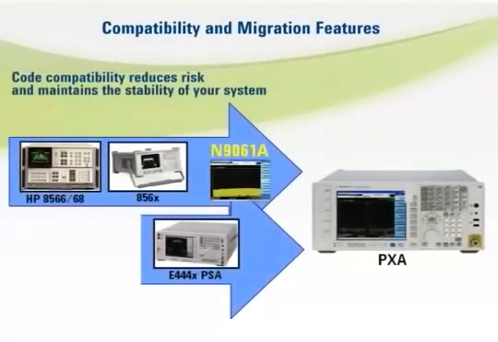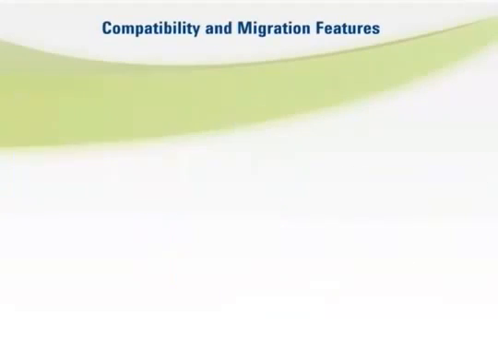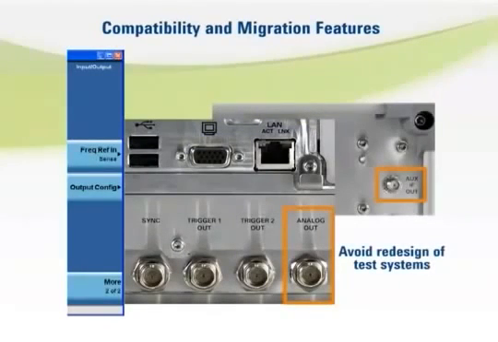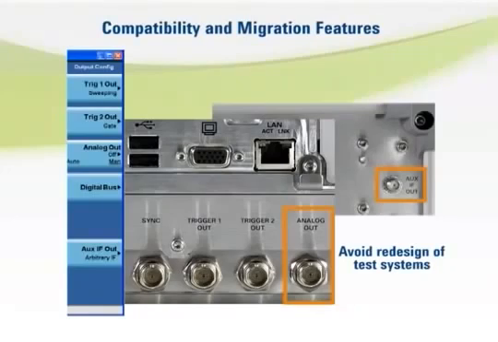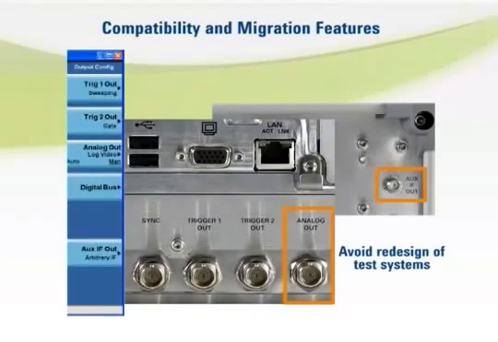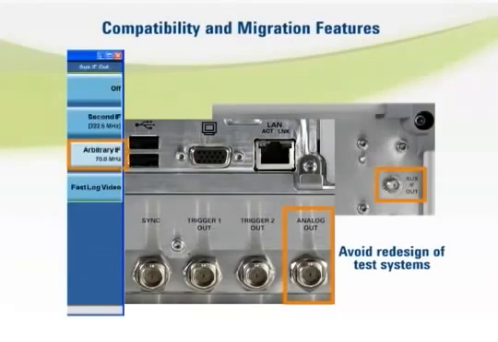The N9030A remote language compatibility application makes the PXA a highly code-compatible replacement and is provided at no charge when ordering a PXA. A range of hardware features including fast rise time video out, Y-axis video output, and an innovative variable frequency IF output minimize the need to redesign test systems when migrating to the PXA. This compatibility enables you to accelerate tests, increase throughput, and reduce the number of test stations.